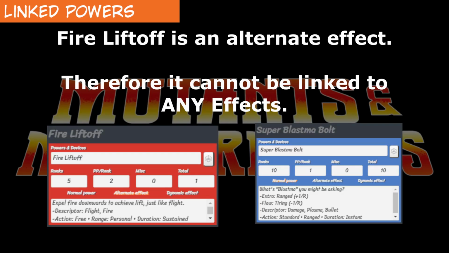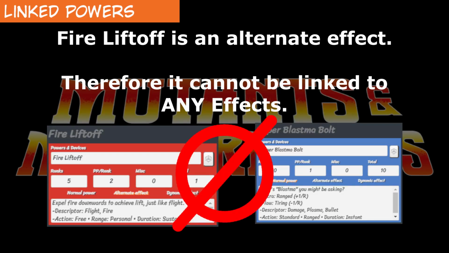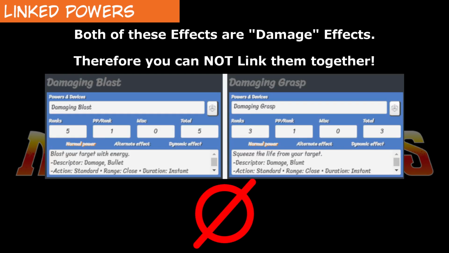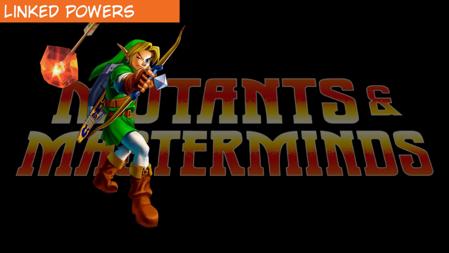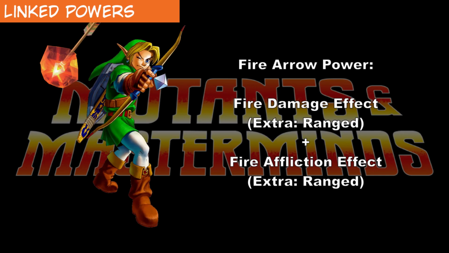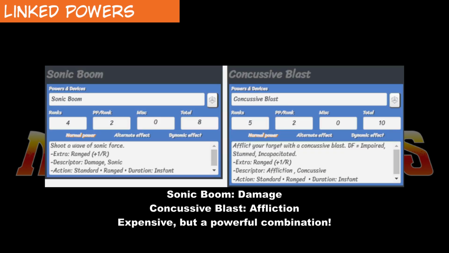Do note that alternate effects cannot be linked together. One can also not link two powers of the same type to quote-unquote double up on the effect, such as linking two damage powers for double the damage output. Linked effects are important for properly representing superpowers and abilities and can be used to greatly improve your own powers. For example, linking a sonic damage effect with a concussive affliction can produce a devastating combination attack that both hurts and staggers an opponent, leaving them way more vulnerable, all with a single standard action attack.